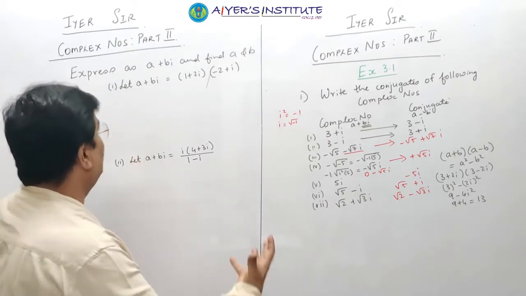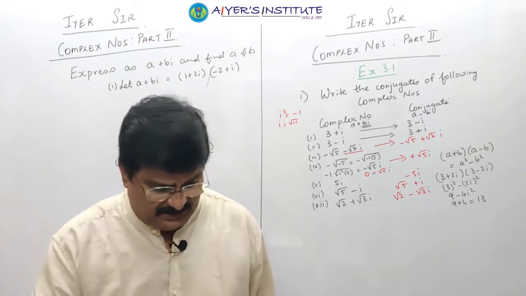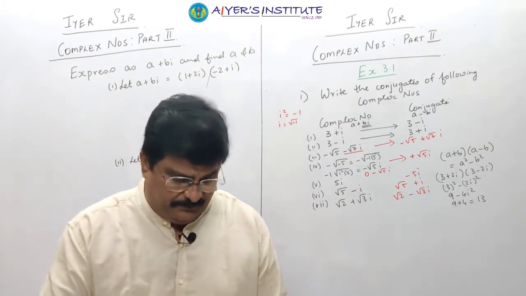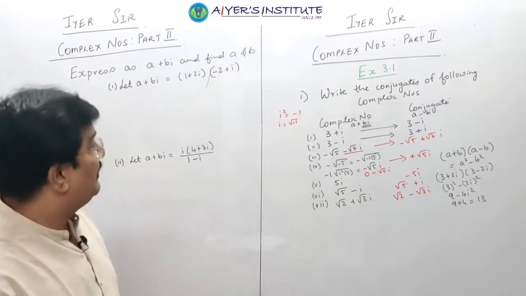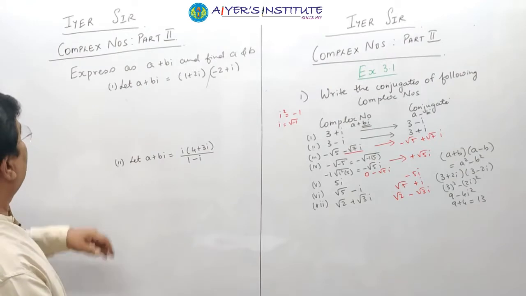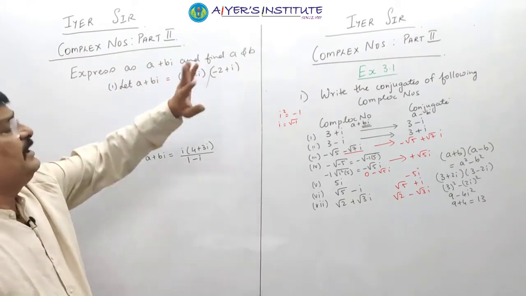Now we come to the second question. In the second question there are a series of sums given. I've just written 2 of them on the board, and I'll be doing a few of them. The first sum that I've written on the board is the one given like this. They are asking us to express it, that is, write it in the form a plus bi and find a and b.